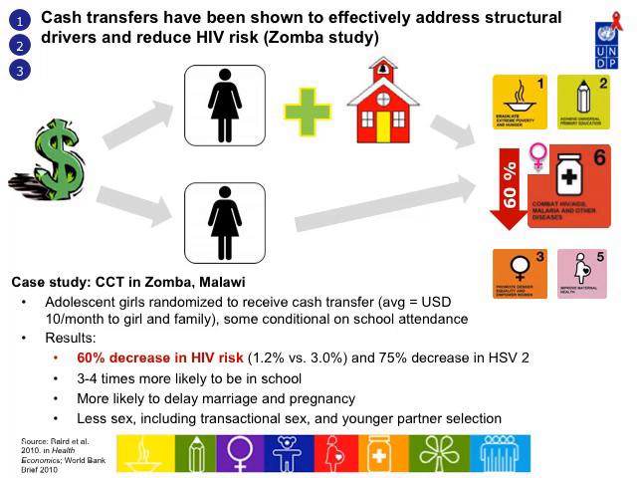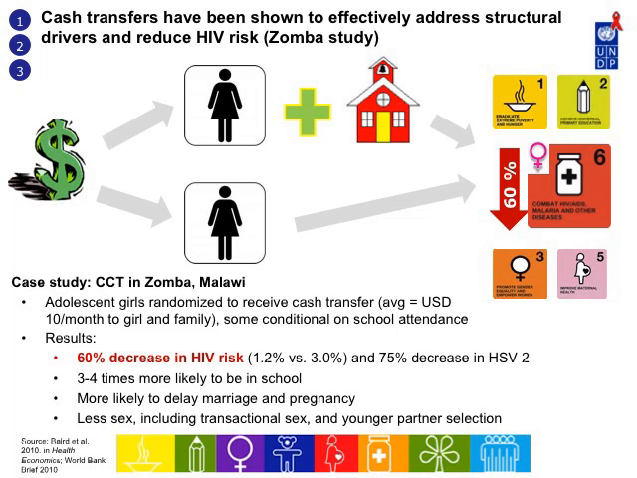Now, when you pulled both of those arms together, what you saw was a 60% decrease in HIV risk, from about 3% in the control group to 1.2% in the experimental groups, and also a 75% decrease in HSV2. Some of the school attendance impacts for the conditional arm were that girls were 3 to 4 times more likely to be in school. Some of the other impacts were delays in marriage and pregnancy, and then less sex, including transactional sex and younger partner selection.